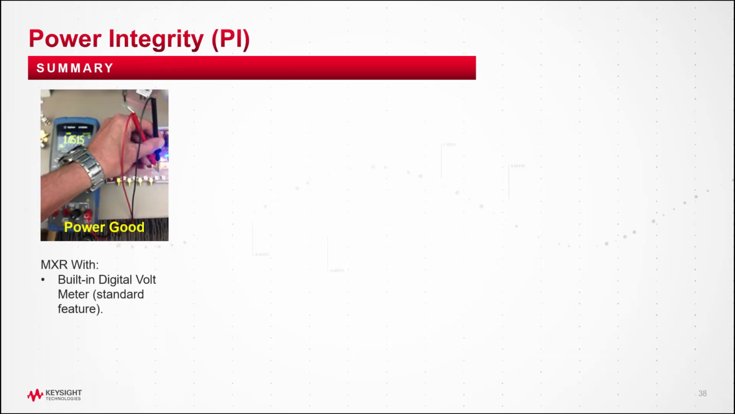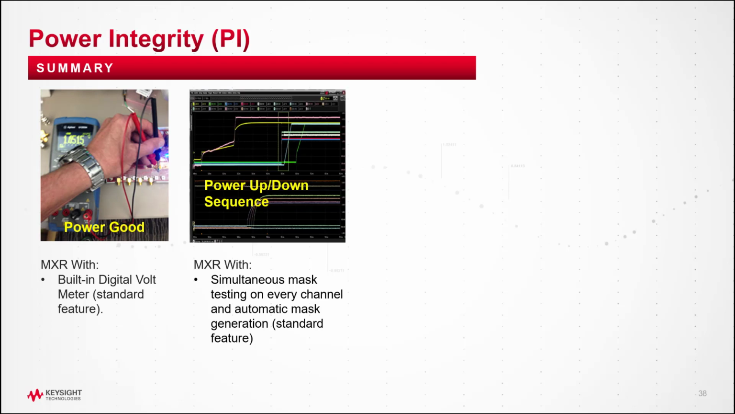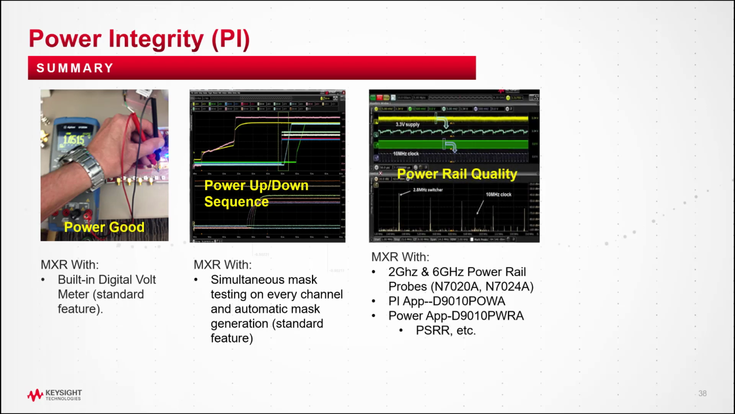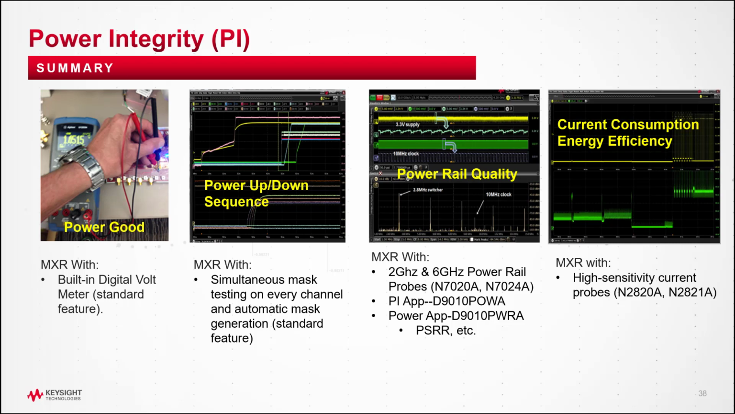In summary, we talked about using the built-in DVM to look at power good, the value of using mask testing on every channel for the power sequencing, our preference for power rail probes and the power of our analysis apps, and the preference to use the high sensitivity current probe.